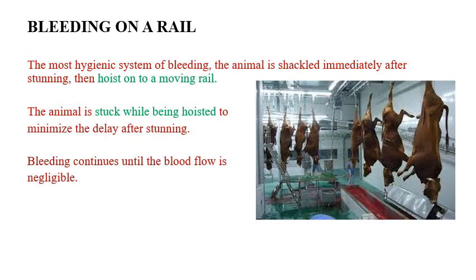Bleeding is done by hanging from the rail and also on the floor, that is called horizontal bleeding. Bleeding on a rail, that is on the rail dressing I discussed earlier in lecture 3, is where the animal continuously comes for bleeding immediately after the stunning. This is the most hygienic system of bleeding. The animal is shackled immediately after stunning, then hoisted onto a moving rail. The animal is stuck while being hoisted to minimize the delay after stunning. As I said previously, there should be a minimum gap from stunning to sticking.